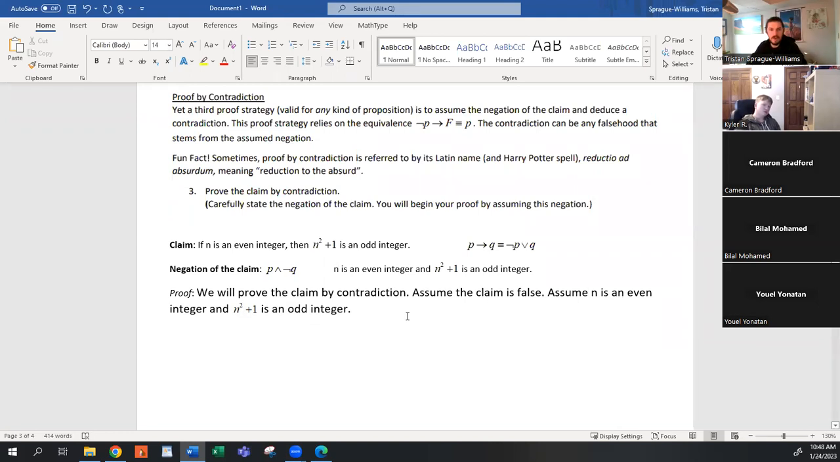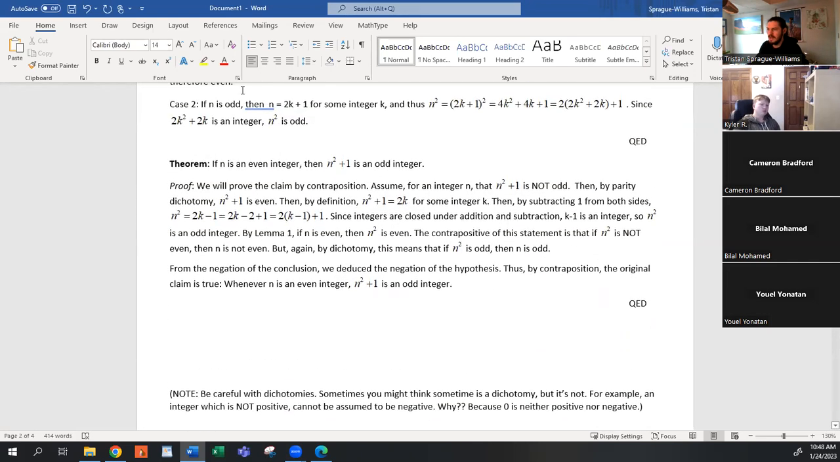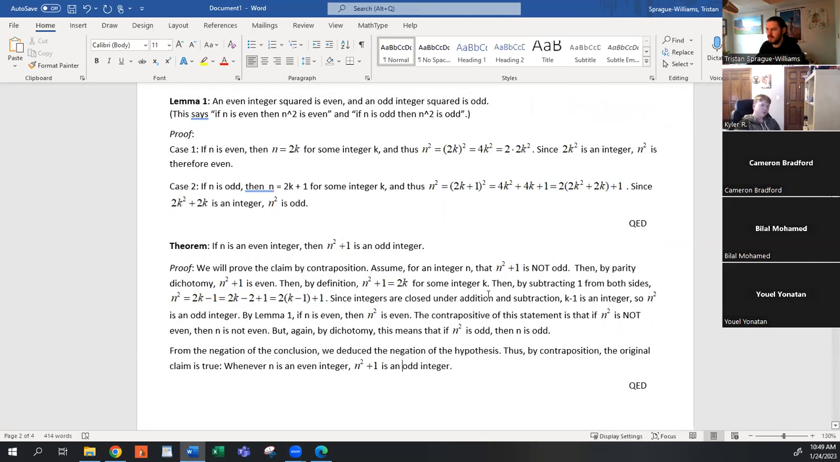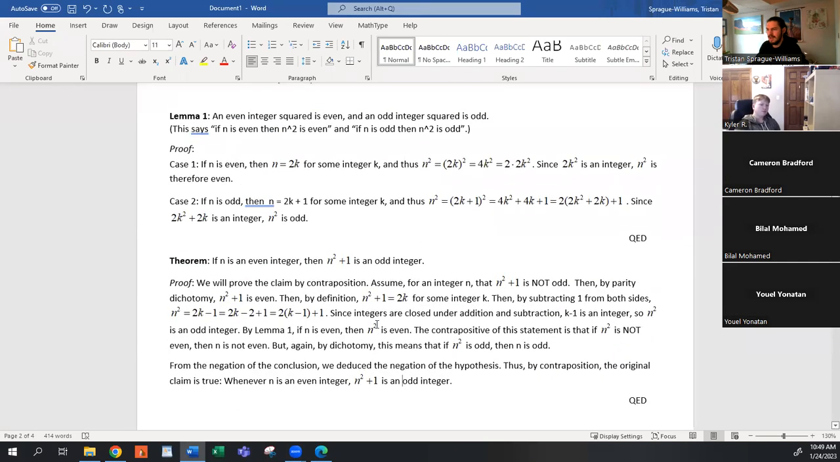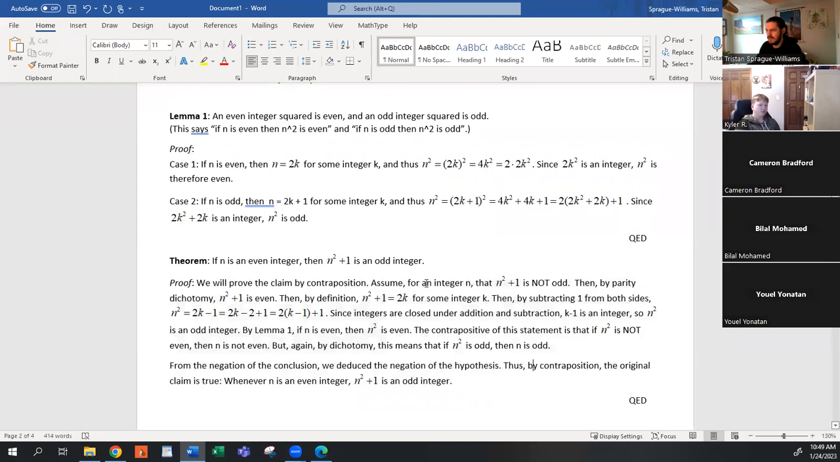Okay, so yeah, it's a little bit different than what we had over here. It's very similar to what we had over here. So I might just refer to or even copy paste some of this.